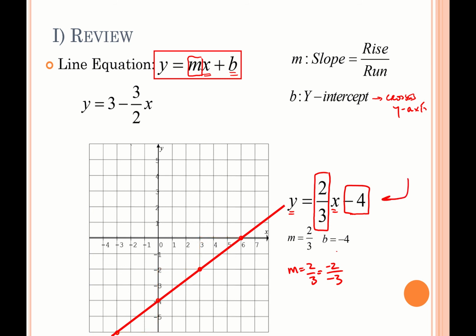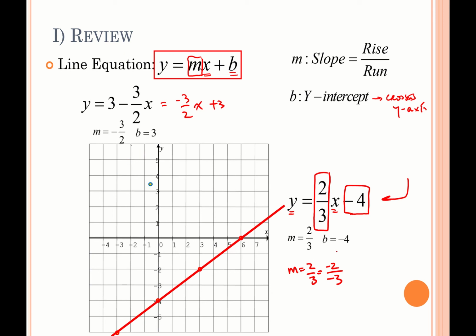The second one's a little different. You see how the x is in the back and the constant number 3 is in the front? You can write this as negative 3 over 2 times x plus 3, or you can keep it like this. So your slope is negative 3 over 2, and your y-intercept is 3.